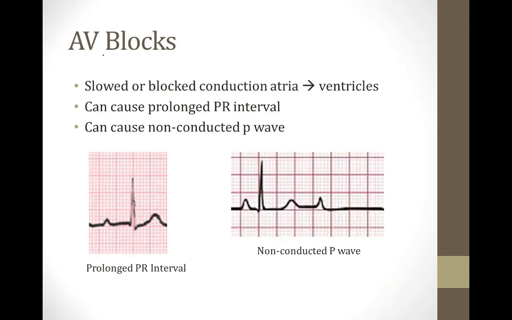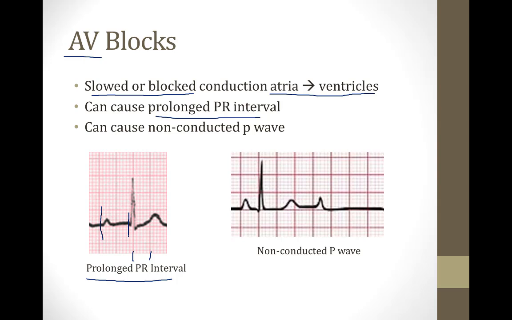So AV blocks are conditions in which there is slowed or blocked conduction between the atria and the ventricles. That's why they're called AV blocks. And this can result in two potential abnormalities on the surface EKG. The first thing an AV block can do is cause a prolonged PR interval. That's what I've shown in this tracing at the bottom left side of the screen. A normal PR interval is 200 milliseconds or one big box wide. You can see that the PR interval on this EKG is almost two big boxes wide, so it's very prolonged.